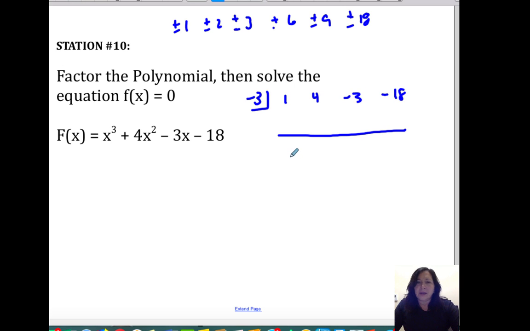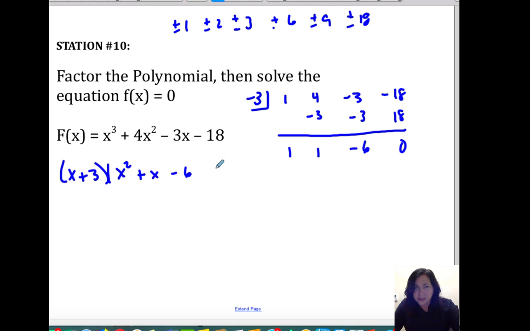Let's see. 1, add down, multiply across, add down, multiply across, add down, so that's -6, multiply across, and there's 0. Okay, rock on. That works. x plus 3 is one of my factors. Now, this is what's left: 1x squared plus x, plus 1x, minus 6. And I'm going to factor that. So we have x plus 3, we have x plus 3, we have x minus 2 equals 0.